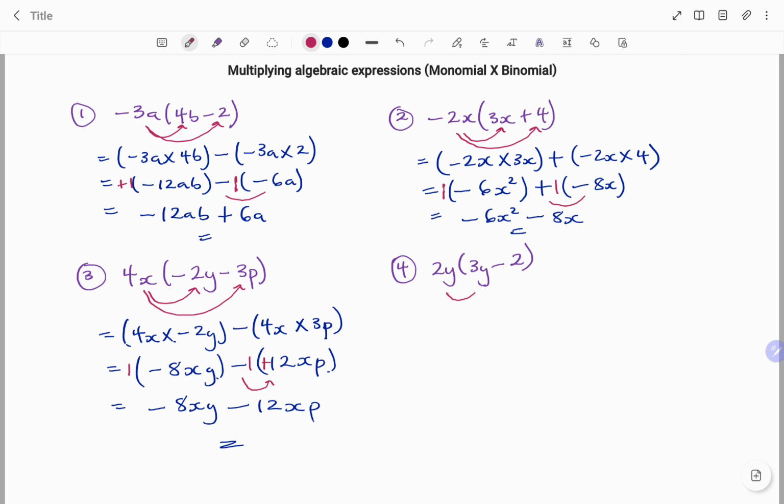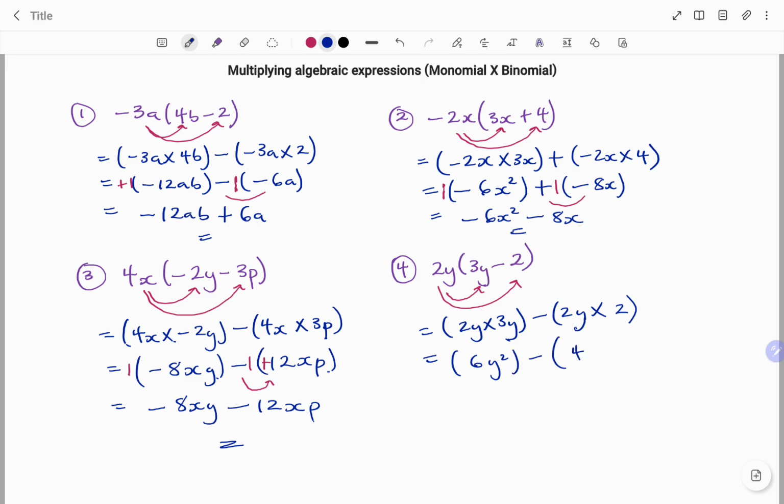In my last example, I have 2y multiplying 3y minus 2 in a bracket. The 2y, which is my monomial, is going to multiply all the terms in the bracket. So I have 2y multiplying 3y using the distributive property. I have my minus 2y multiplying my 2. If I simplify, I'm still going to use my bracket and take it out in my last line. 2y times 3y, that's 6y squared. I still have my minus.